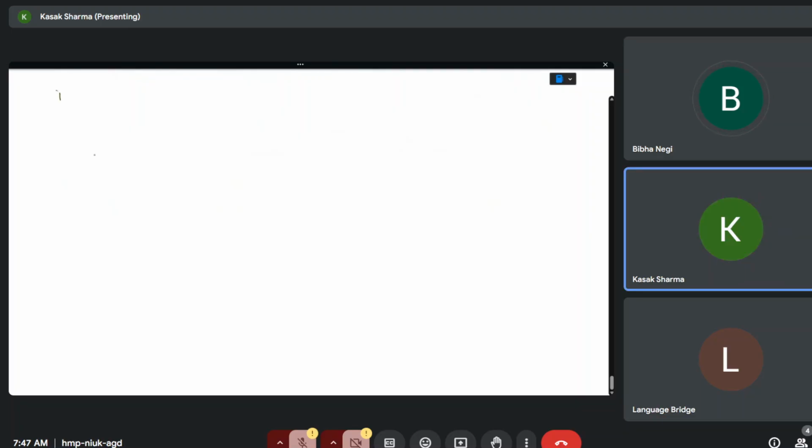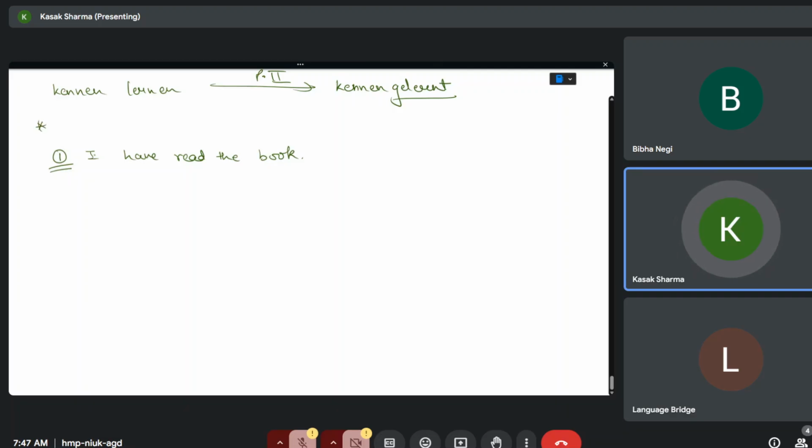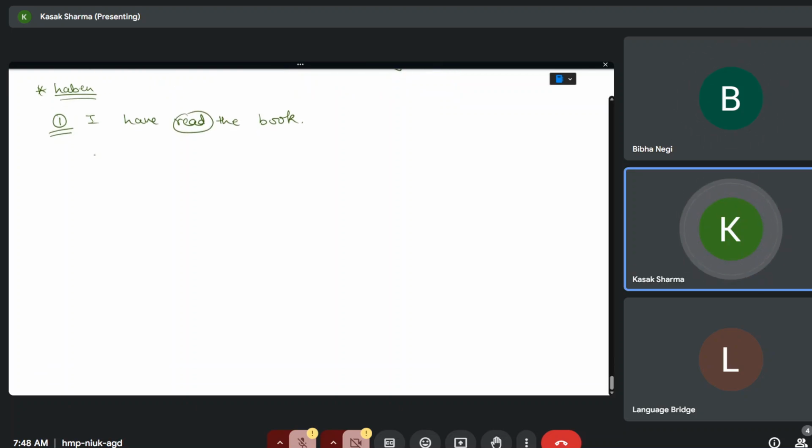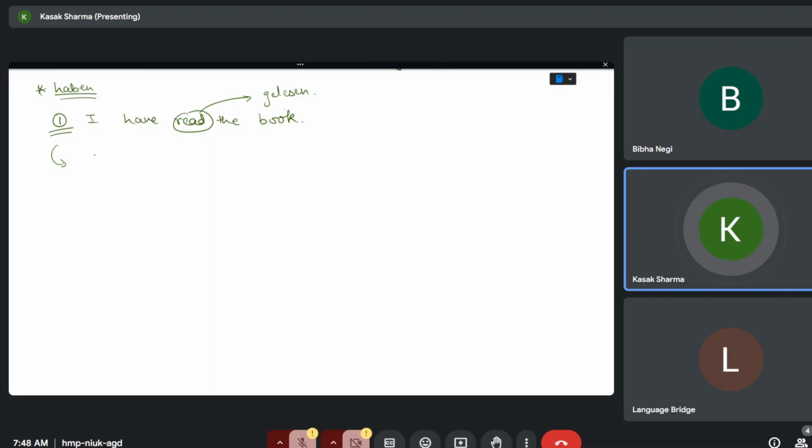For example, first one, I have read the book. This one is the example form for haben as the helping verb. Lesen takes haben as the helping verb in the participle form. Lesen participle is gelesen, correct? It will go at the end. So it will be: ich habe das Buch gelesen, gelesen at the end.